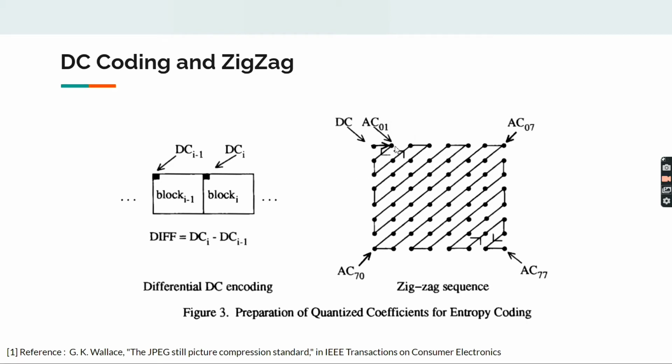Zigzag sequence. Finally, all quantized coefficients are arranged in the zigzag sequence depicted in figure 3. By placing low frequency coefficients, which are more likely to be non-zero, before high frequency coefficients, this ordering aids entropy coding.